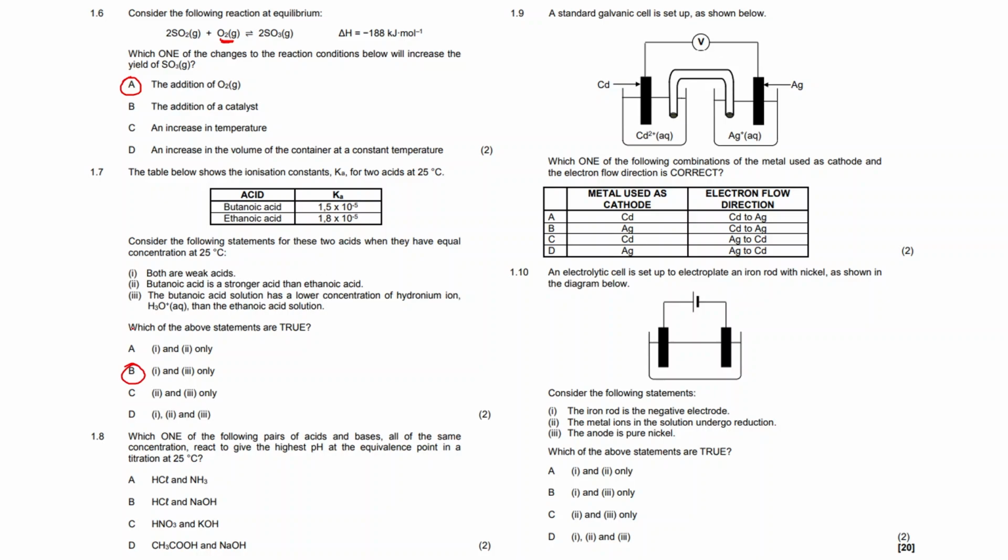That is my bad. Question 1.8. Which one of the following pairs of acids and bases, all of the same concentration, react to give the highest pH at the equivalence point in a titration at 25 degrees Celsius? So, if we want the highest pH, we need to have a weak acid reacting with a strong base, as the more basic the solution ends up, the higher the pH. And out of our 4 options, the one with the strong base and a weak acid is D.